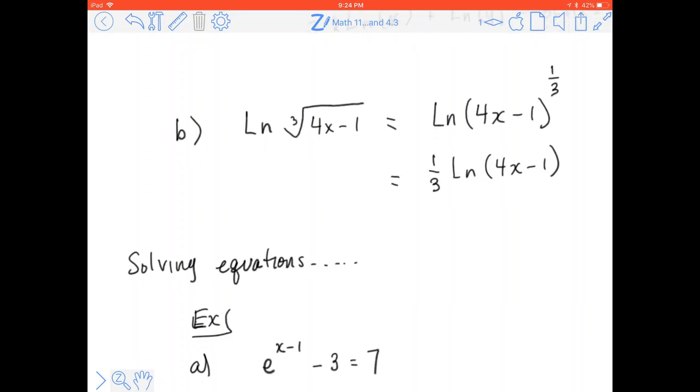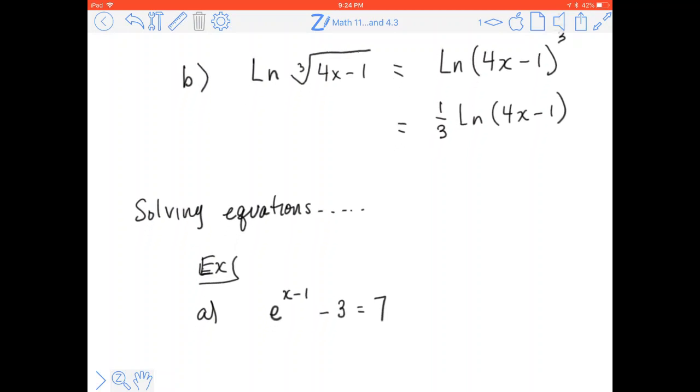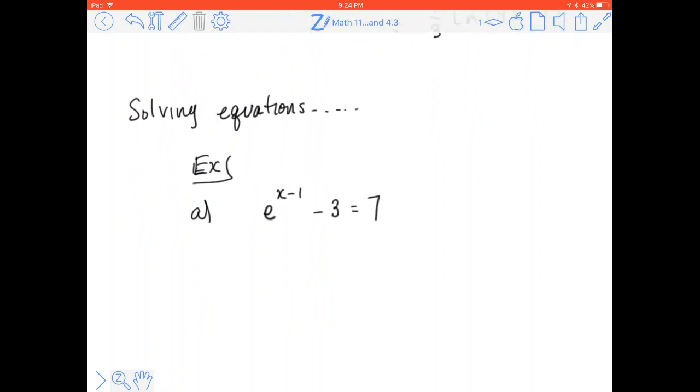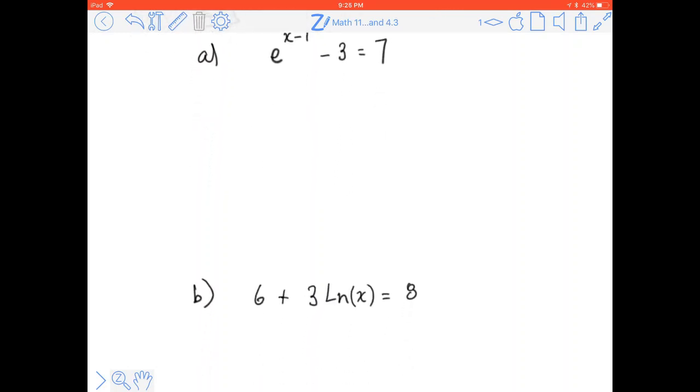Now to the second part of the lesson, solving equations. We're going to solve equations that involve logarithms. There's two types we're going to see. This first type involves exponential terms, e to the x minus 1, which we're going to have to use a logarithm for to solve. And the second type of equation actually has a logarithm in the equation, which we're going to have to use an exponential to solve.